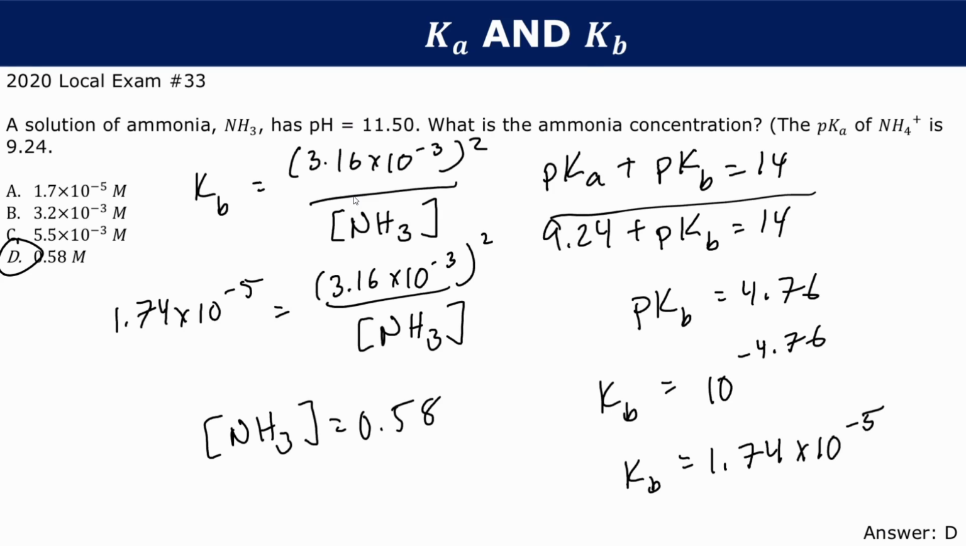Again, this relationship right here and the fact that Ka times Kb is going to equal 10 to the negative 14th is going to help us relate a bunch of Ka and Kb values and solve a bunch of other problems on the test.